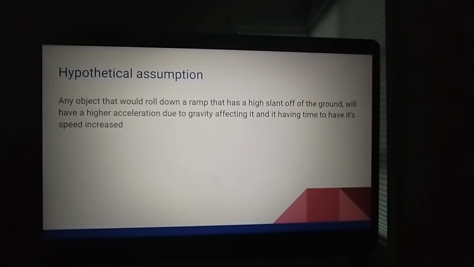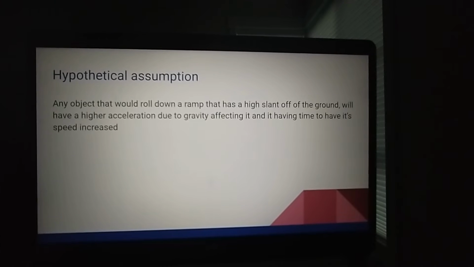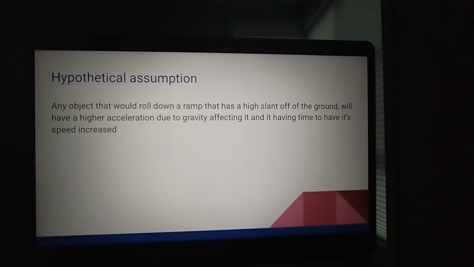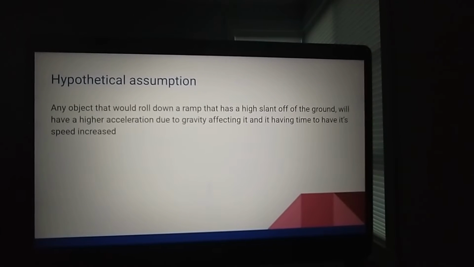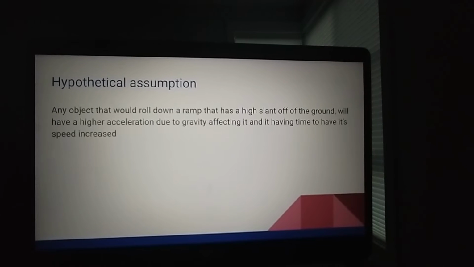The hypothesis or assumption here would be any object that would roll down a ramp that has a high slant off the ground will have a higher acceleration due to the gravity affecting it, and it will be having time to have its speed increased.